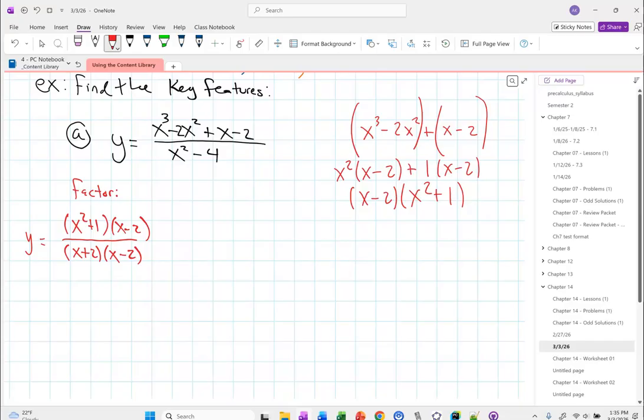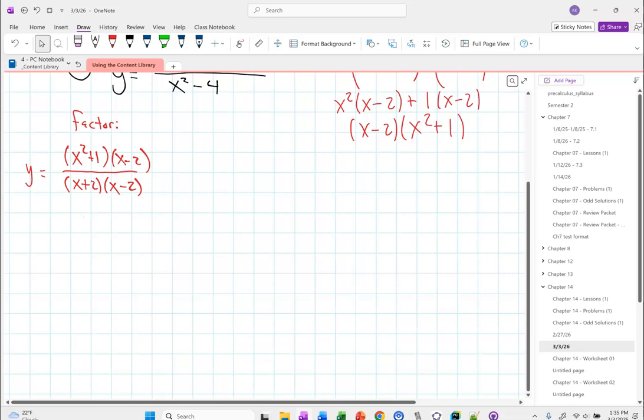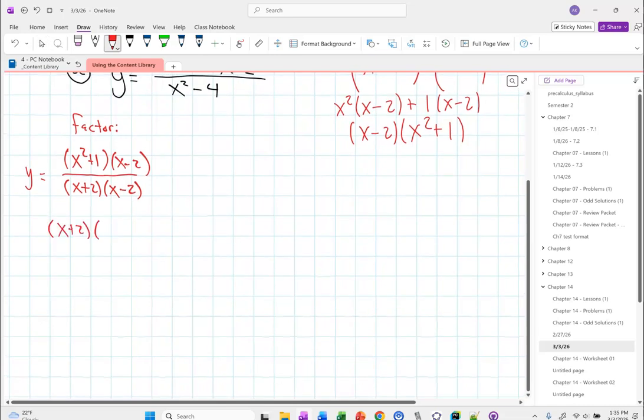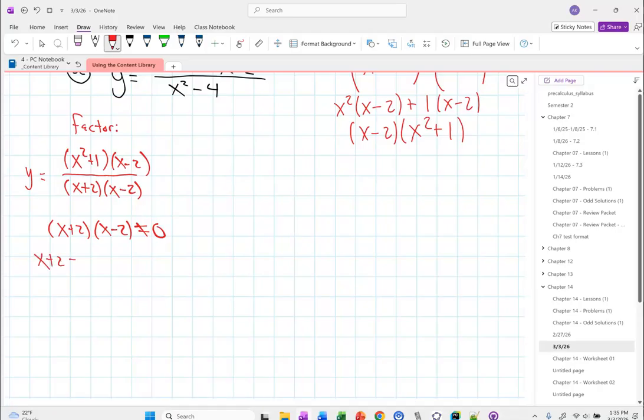So I factored it. Stop, do the domain. How do I do the domain? Set the unreduced denominator not equal to 0, because we can't have 0 denominators. So I find that the values of x that my domain cannot contain are -2 and +2, right?